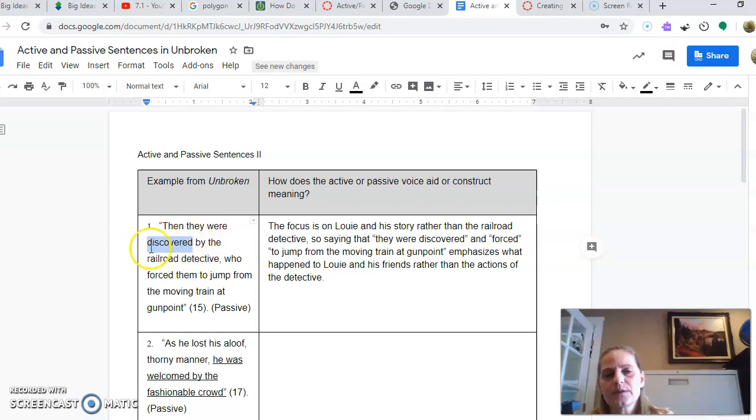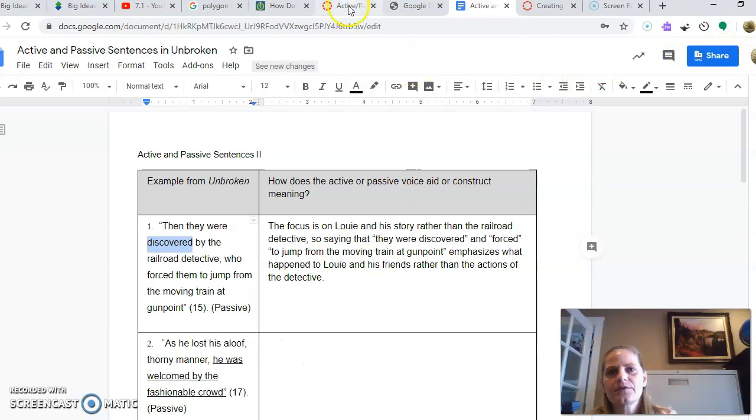So in passive voice, it puts the emphasis on the verb of the sentence. What's happening to Louis? He's discovered. He has to jump from the train. So as you're looking through these sentences, you're just thinking about what voice is Hillenbrand using and why does it matter? What's the emphasis of the sentence?